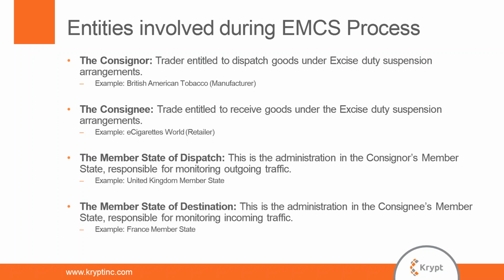Along with these two entities, there are two more main entities. One is the member state of dispatch, which is an administration in the consignor's member state, responsible for monitoring the outgoing traffic. So if BAT is based out in the UK, then the United Kingdom member state will act as the member state of dispatch. On the other hand, from the consignee's perspective, again, a member state needs to be involved. If eCigarettes World is based out in France, then the French member state will get involved in order to communicate all kinds of messages from the member state of dispatch to the consignee.